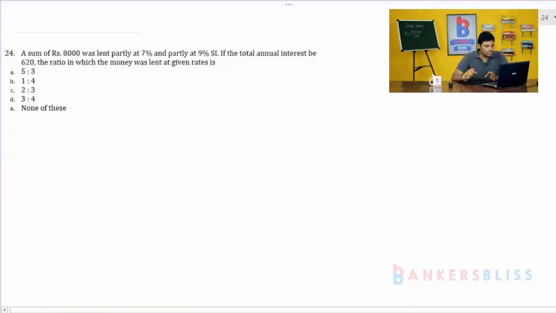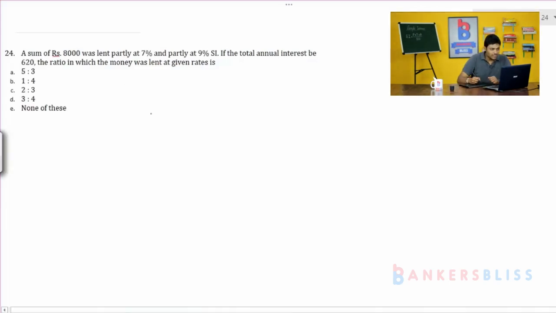So the interest amount you are going to get is 620. One part is at 7% and another at 9%. The total annual interest is 620. You have to calculate the ratio in which the money is lent, so you have to calculate the different principal amounts.